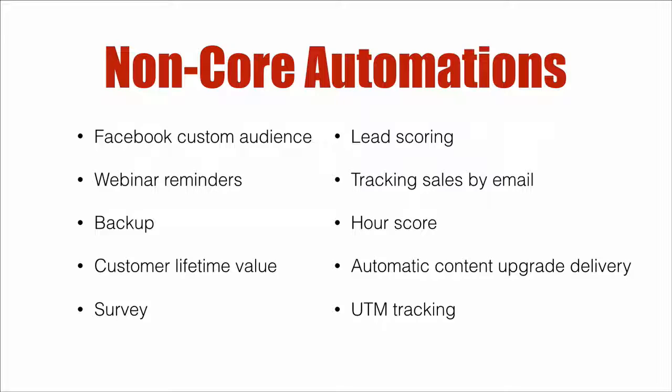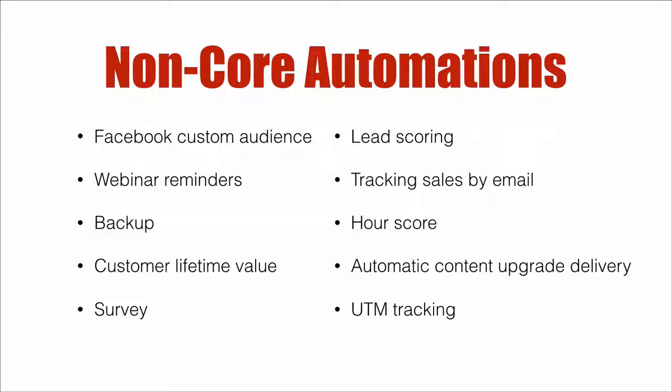Another non-core automation is the backup one. Somebody joins your list, you automatically back them up to a website on your server or a database on your server. That's usually done via a webhook to a custom script. I know, this is your asset. You want to back it up. Sure, you should trust that it's going to always be there on ActiveCampaign, but verify. Make sure you've got a backup of it somewhere.